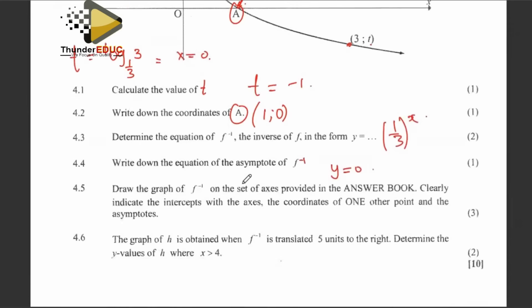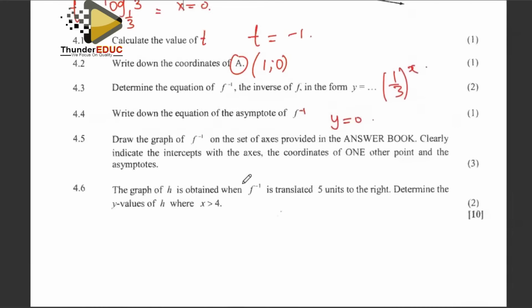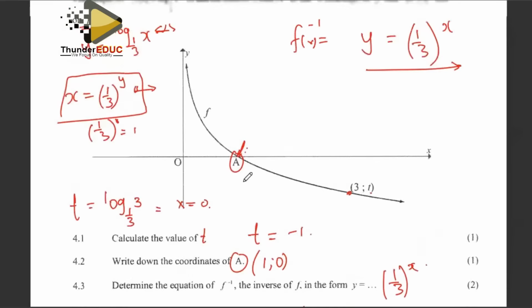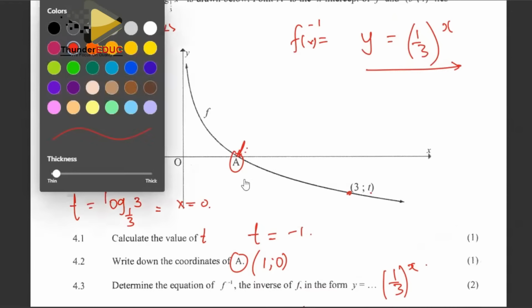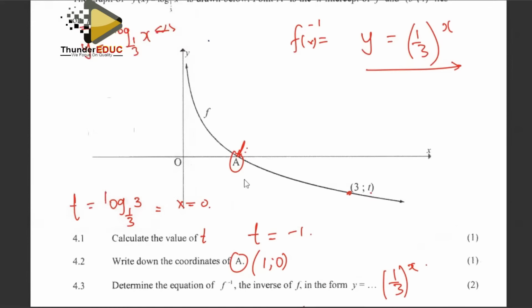And then they want us to draw the inverse on the set of axes provided in the answer book. All right, so I omitted the answer book, but let me try to sketch it here so that people can see. The only thing you have to do whenever you're plotting an inverse is mimic these points. So it's 3 and negative 1. This is 1 and 0. So let's flip this around and say 0 and 1. Then it's going to be negative 1 and then 3, which is somewhere there.